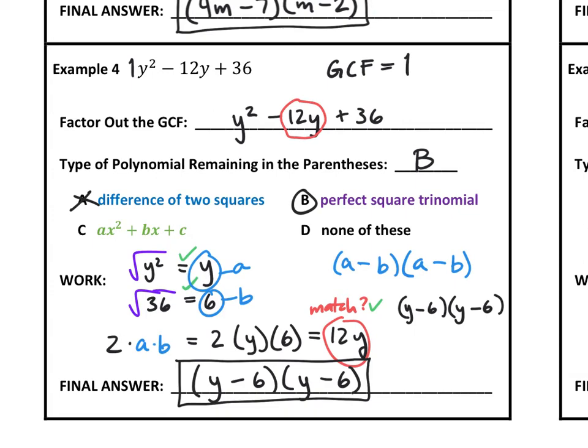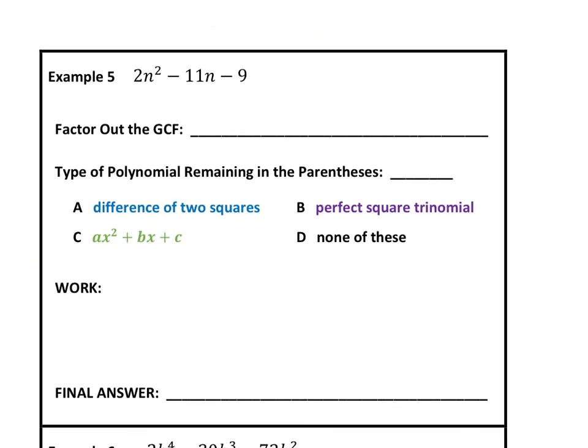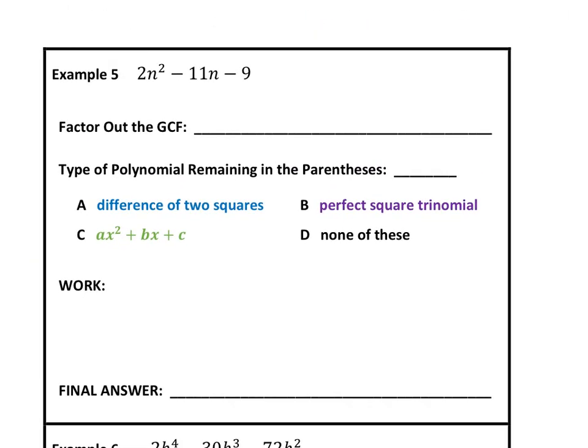Okay, 2 more examples. Let's go to number 5. So to start off, right, check for GCF. Is there a number that can divide 2, 11, and 9? The only one I can think of is 1. And do all the terms have an n? No. So the GCF is 1. So there's basically no GCF. So I'm just going to copy the problem.